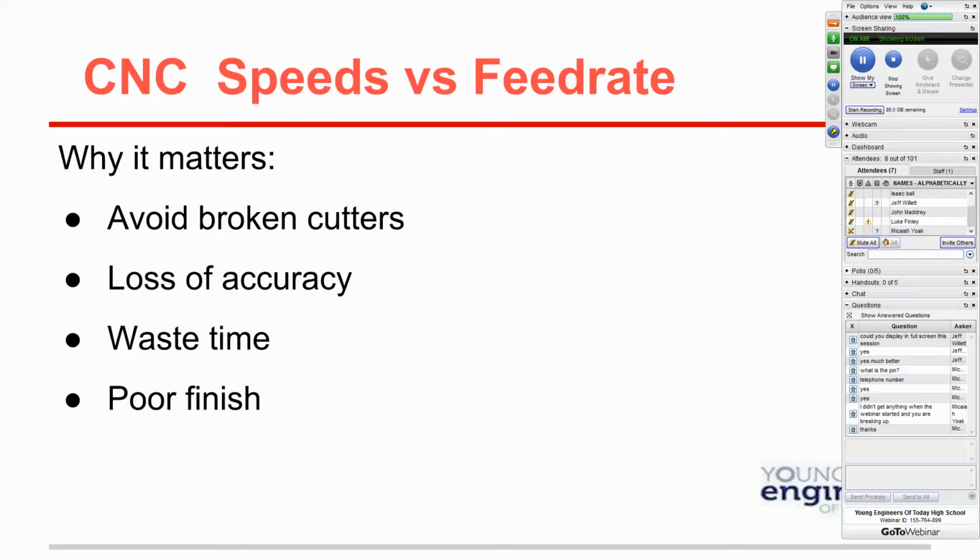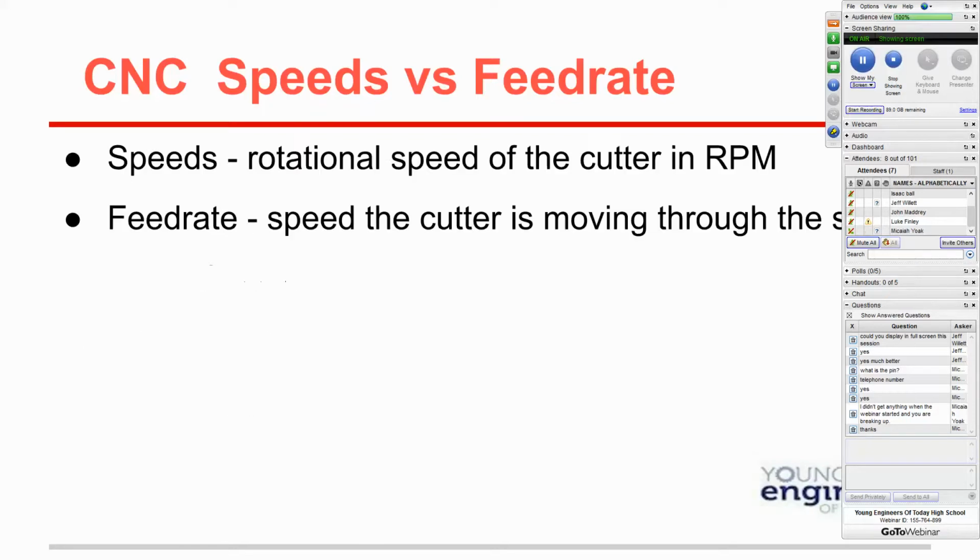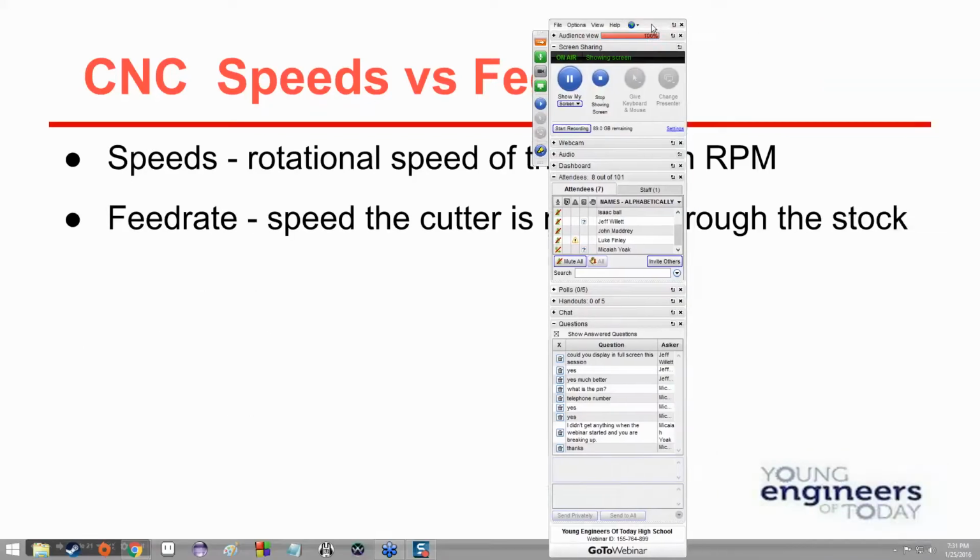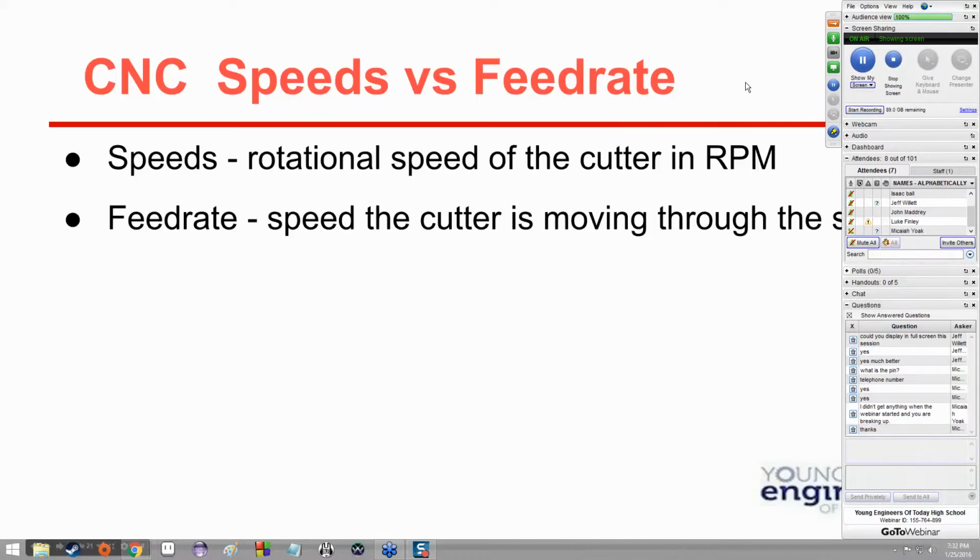In which case, that just overall looks rougher than you would otherwise have. So again, that's why you want to determine the correct speed. Now, feed rate is the speed the cutter is moving through the material, or the stock. The stock is another name for the material.